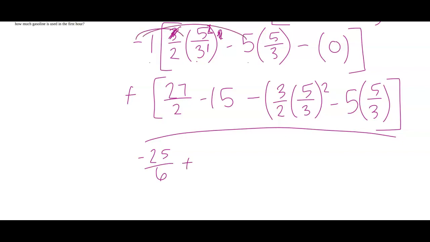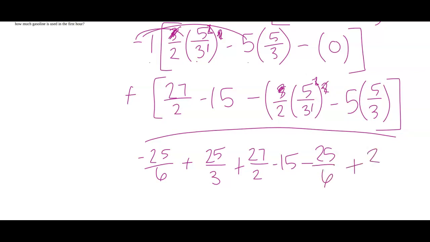plus, because remember I'm going to distribute this here, 25/3 plus 27/2 minus 15. Here I get another negative 25/6 and another positive 25/3.